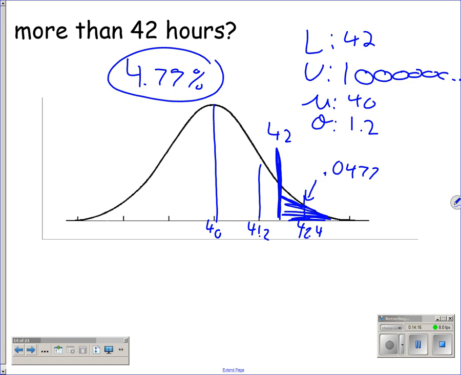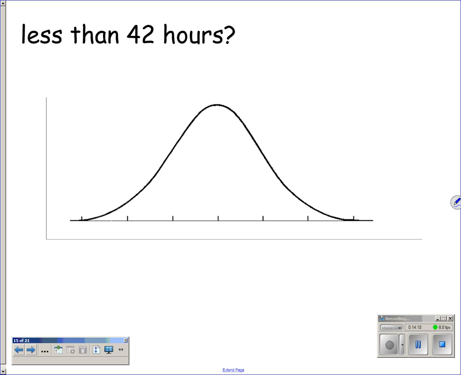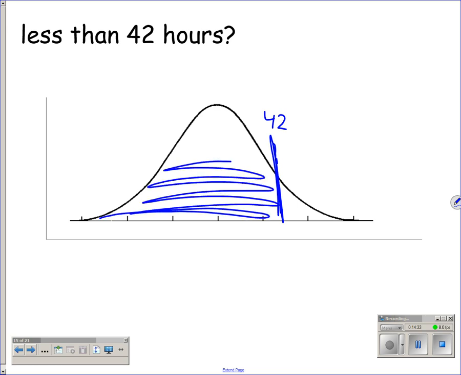All right, what about less than 42 hours? Again, 42 is right here on my curve. If I say less than 42, I'm looking at the percentage below that. I want to know the percentage right here. It should be a little bit bigger now. So let's think about our values: lower, upper, my mu, or my mean, and my sigma.